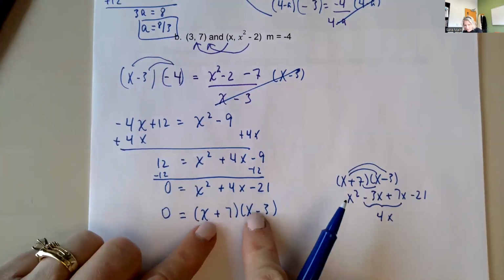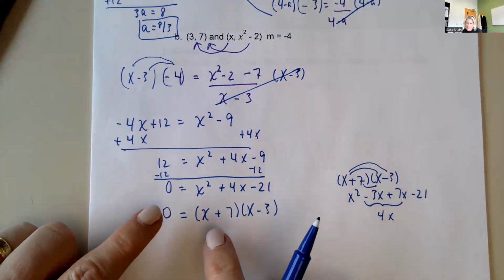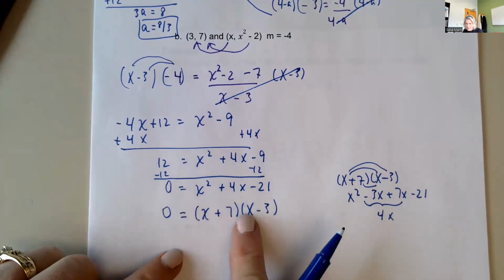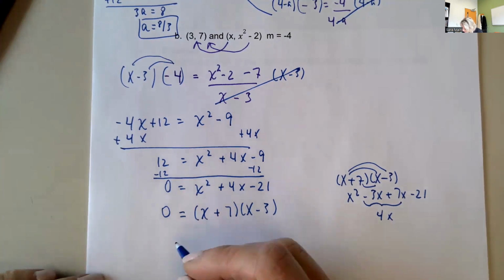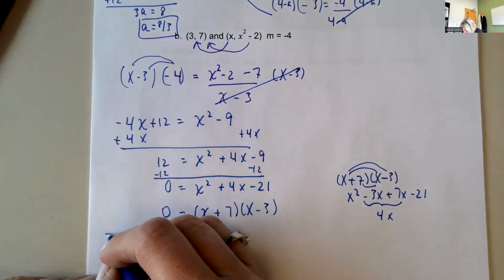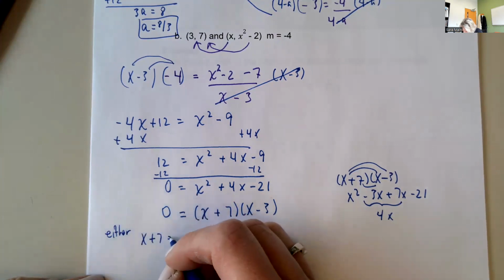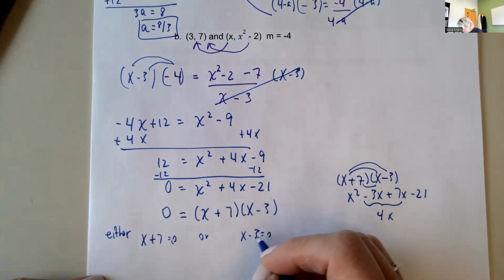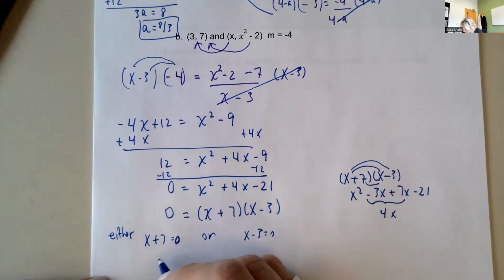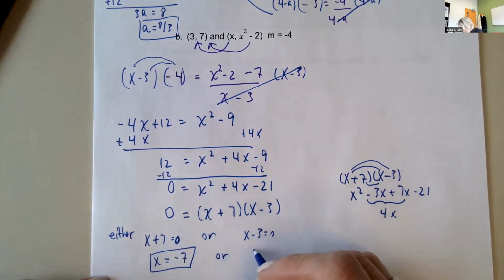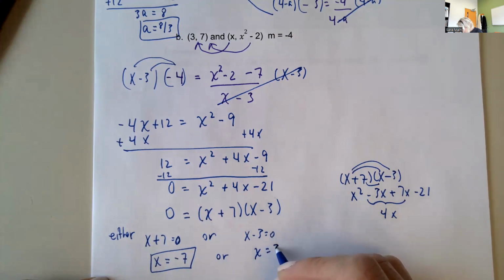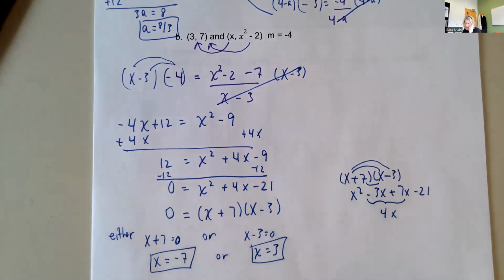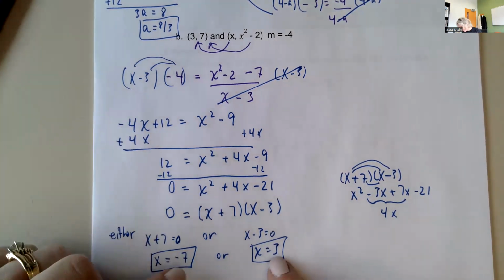So once we have them factored to solve for 0, either of these could be zero and the whole thing multiplies to zero. So that means either x plus 7 equals zero or x minus 3 equals zero. One of the two can happen. And so that means either x is a negative 7 or x is a positive 3. And we will have a true statement.